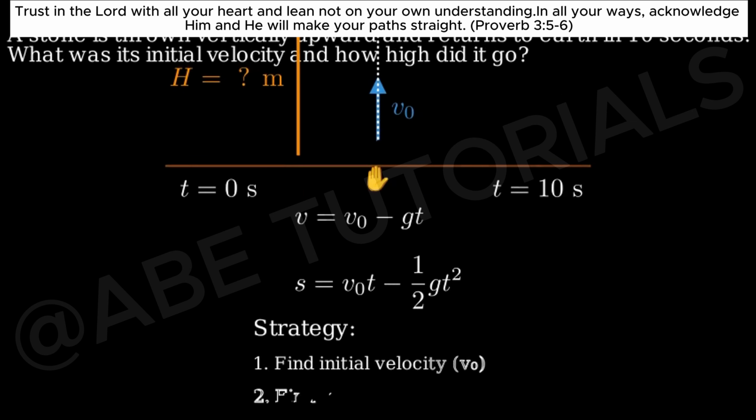Our strategy will be to use the given information about the total flight time to find 1. the initial velocity, v0, and 2. the maximum height h. Let's start by using symmetry to simplify the problem.